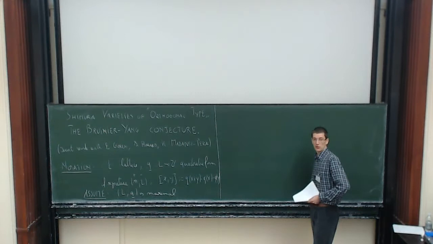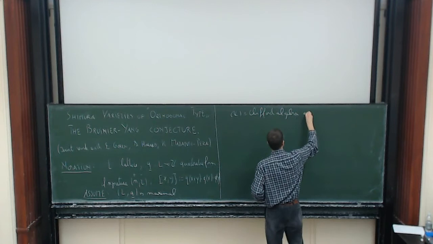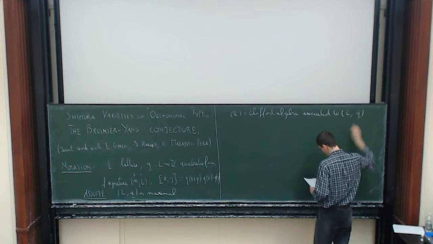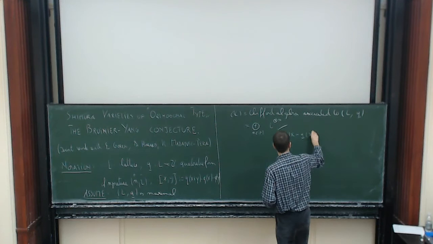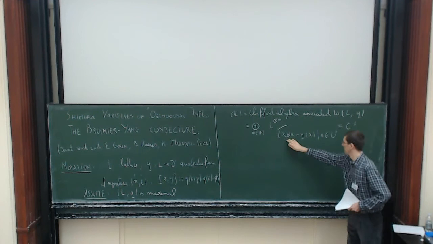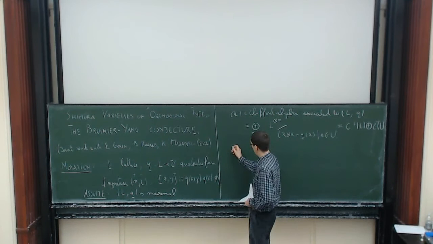Okay, so sorry about this, but I have to use a blackboard. So C(L) will be the Clifford algebra associated to L and Q. So it will just be the tensor algebra modulo the two-sided ideal generated by things of this type. And we know that since this ideal is generated by even things, it will decompose into an even and odd part.